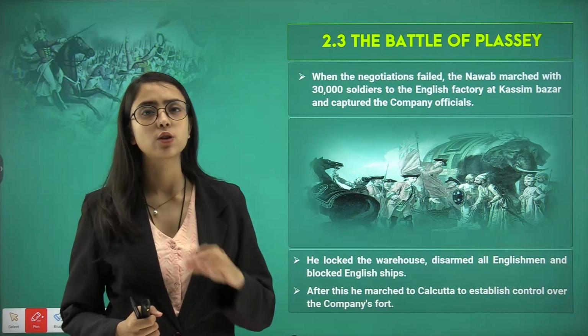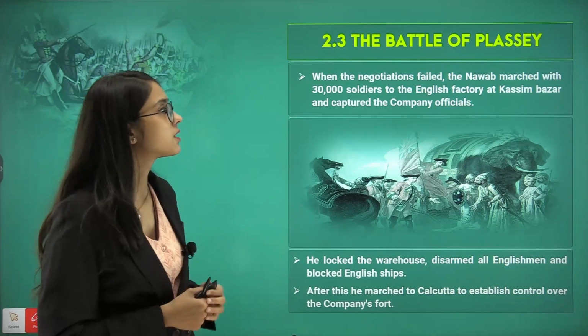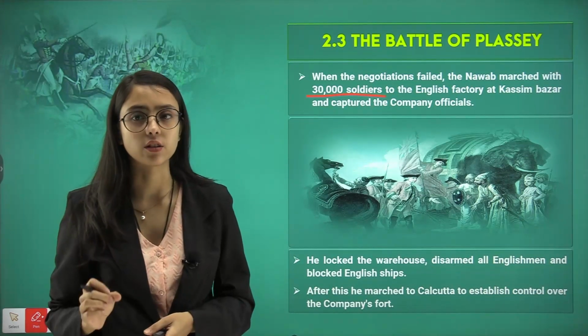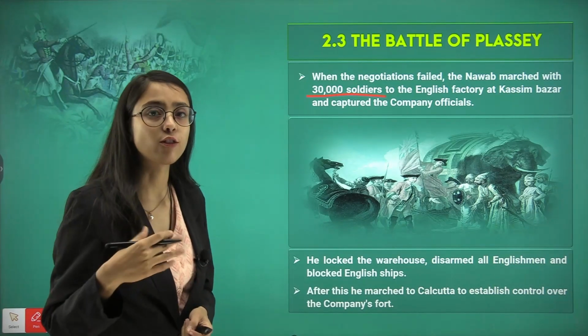When all types of negotiations and diplomatic talks failed, the Nawab marched with 30,000 soldiers to an English factory located in Qasim Bazaar, and they captured the company officials.